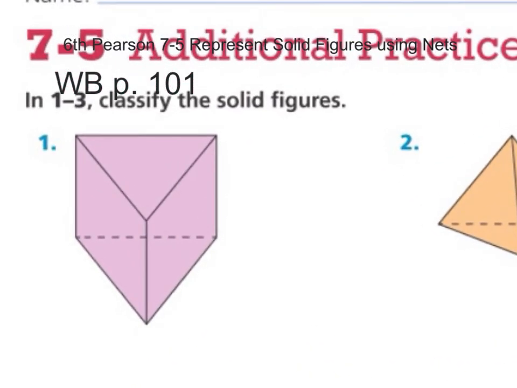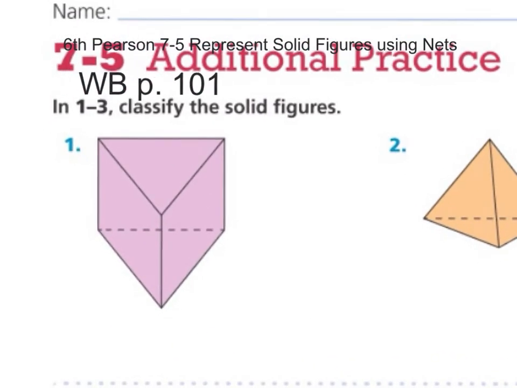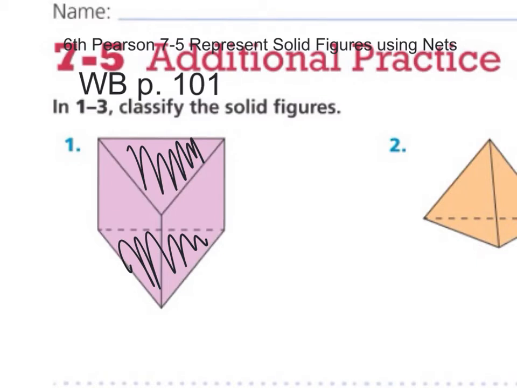So number 1, in order to classify that, we're going to first look to see whether this comes to a point or whether we have two bases that are parallel. In this case, we actually have two bases that are parallel, which means it is a prism. And then we're going to name it by the shape of those bases. Since those bases are triangles, that would be known as a triangular prism.